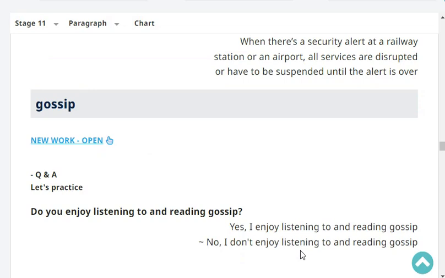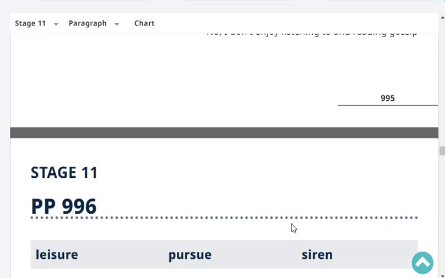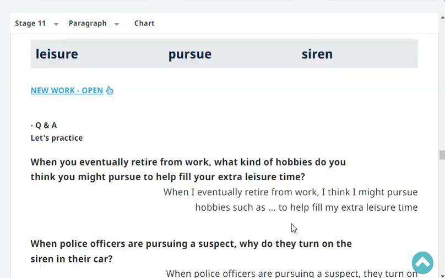Do you enjoy listening to and reading gossips? Yes or no? No, I don't enjoy listening to and reading gossips. Very good. Okay.